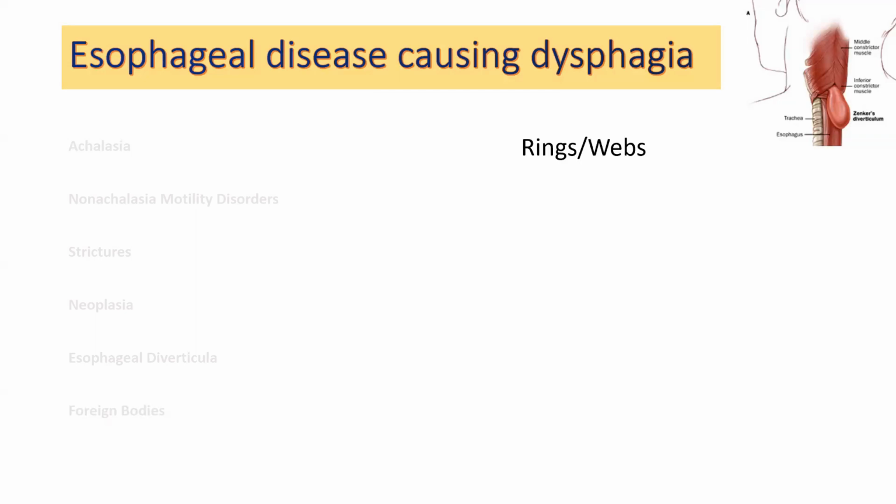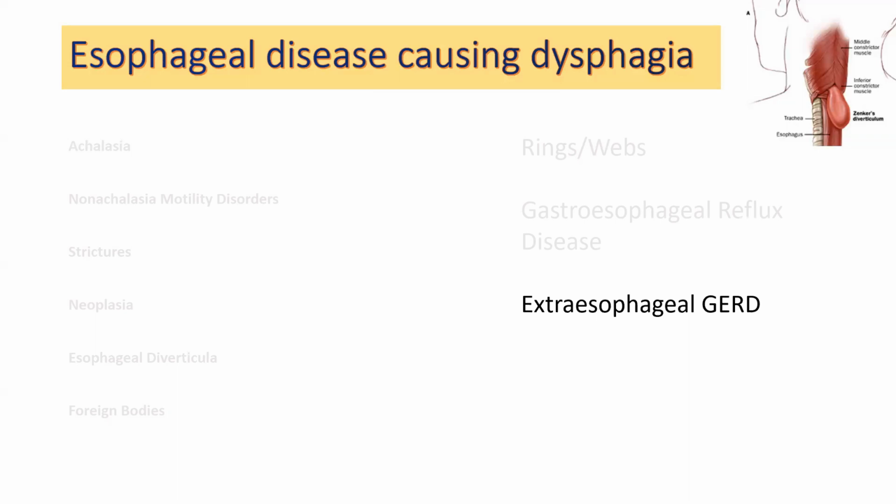I also told earlier that rings or some webs may cause dysphagia. We will see these in the differential diagnosis of dysphagia further. Some extraesophageal causes, where there is no problem in the esophagus but we see problems outside, like in the trachea or others present in the mediastinum.